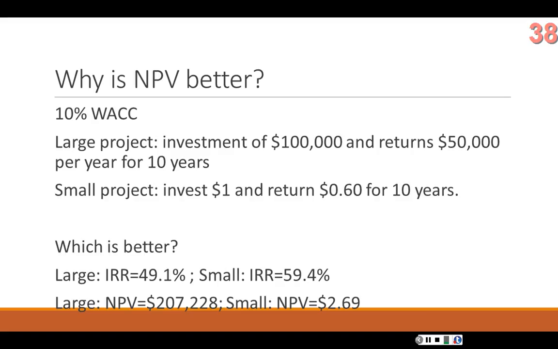The small project, you invest $1 and earn 60 cents a year for 10 years. The small project has a very small net present value of $2.69, but the internal rate of return is 59.4%. So according to internal rate of return, you would accept the small project and forego the large. According to NPV, you would choose the large project and forego the small. Obviously, the large project would be superior to the small project.